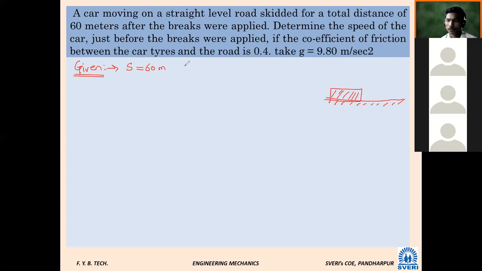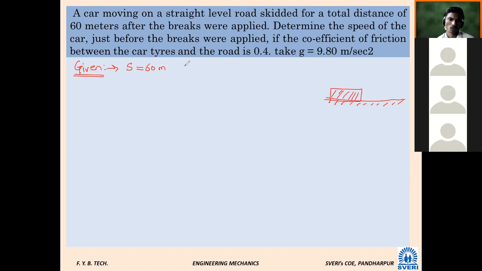So I will ask two questions here. Firstly, what is asked in this problem? Determine the speed of the car. But what type of speed? Just before the brakes were applied. Means which type, speed or velocity? Initial speed, initial velocity.